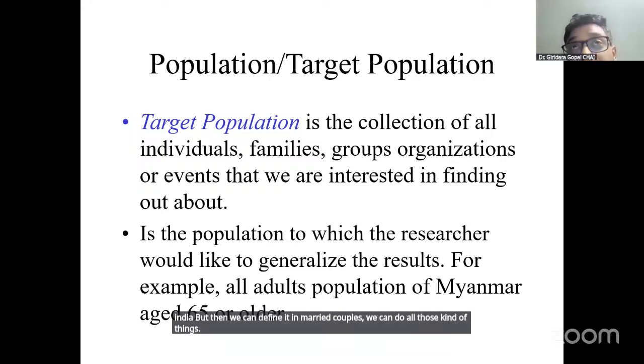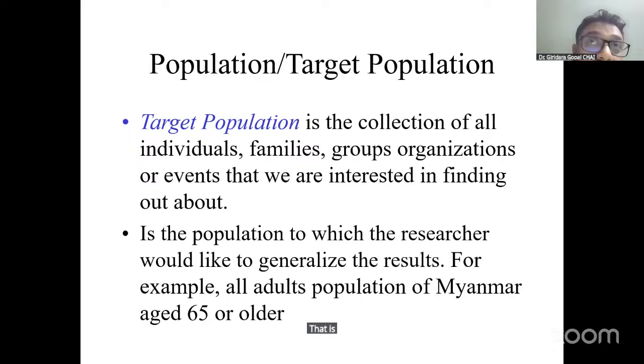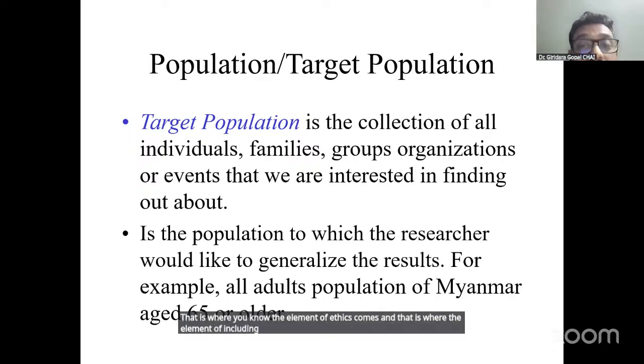So that is where the element of ethics comes, and that is where the element of including whom in your study population comes, so that you are rest assured that the questions that you're going to ask, you will be able to elicit a response. If you just go random and ask anybody and try to get a response, then your target population is pretty weak, right?